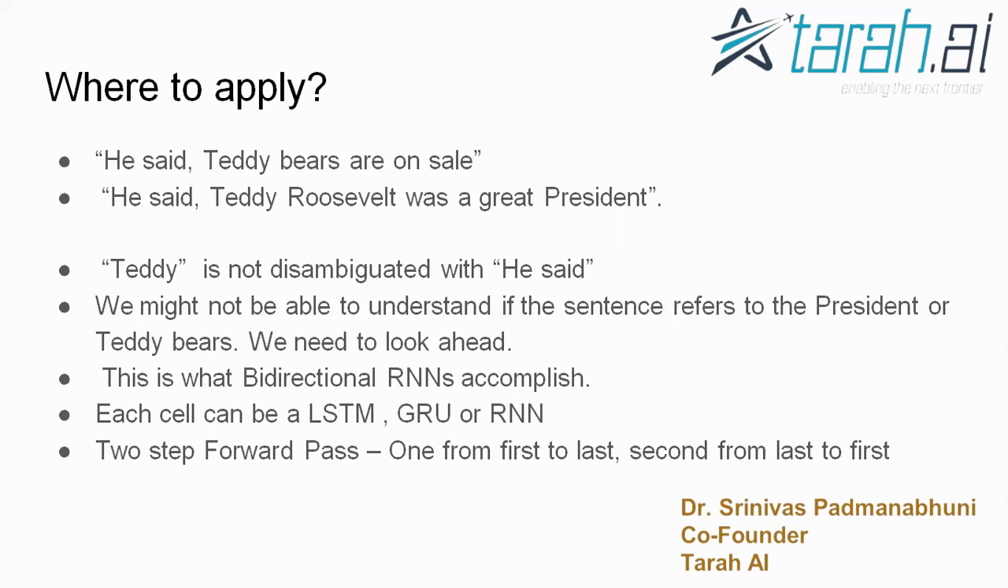Because if you look at only the forward loop, let us say "he said teddy bears are on sale," so "he said" would not be enough to predict what the context of teddy would be, if we are talking about bears, which is coming after teddy. But if you take the second pass, which is going in the reverse direction from the last word to the first word, there you should be able to get the reference between bears and teddy, and you can understand the context of teddy to be teddy bears. In the same way, the president Roosevelt would be referred to in the second context. In both cases, the forward pass is not good enough.